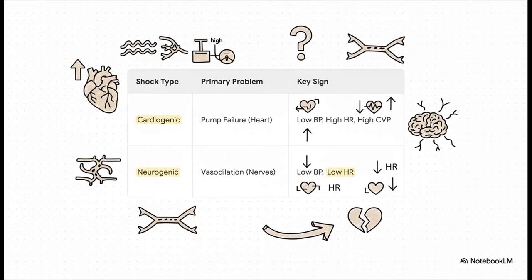Now for shock. You'll often see questions that make you choose between different types. Here's the number one trick. Almost every kind of shock involves low blood pressure and a fast racing heart rate. The body's trying to compensate. But there is one huge exception, neurogenic shock. Because the nervous system itself is damaged, you get low blood pressure and a low heart rate, bradycardia with hypotension. That's the golden ticket for identifying neurogenic shock.